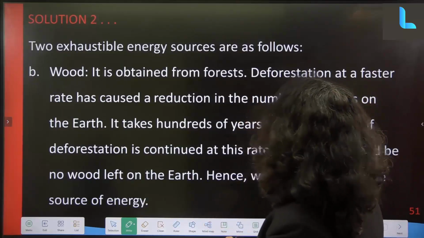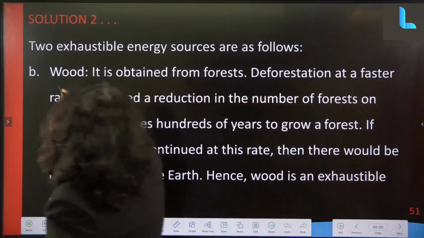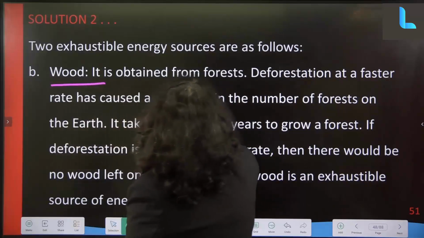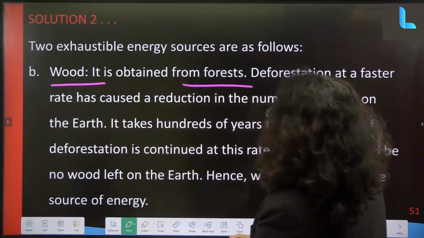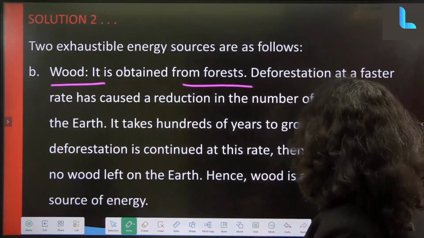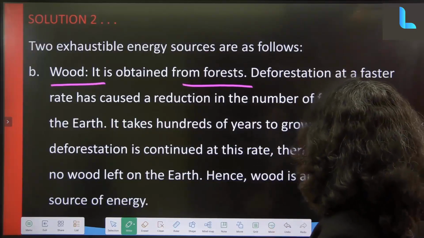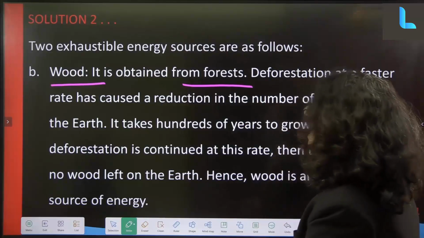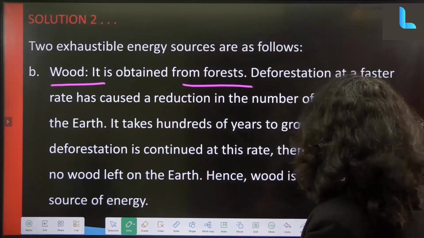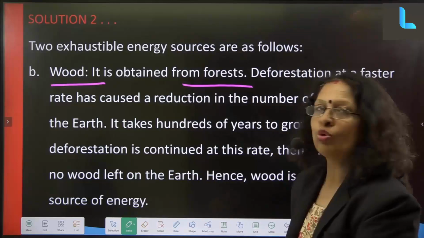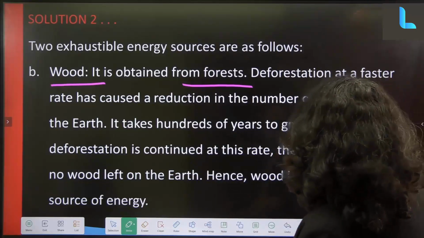The second exhaustible energy source is wood. It is obtained from forests. Deforestation at a faster rate has caused a reduction in the number of forests on the earth. It takes hundreds of years to grow a forest. If deforestation continues, then there will be no wood left on the earth, and hence wood is an exhaustible source of energy.